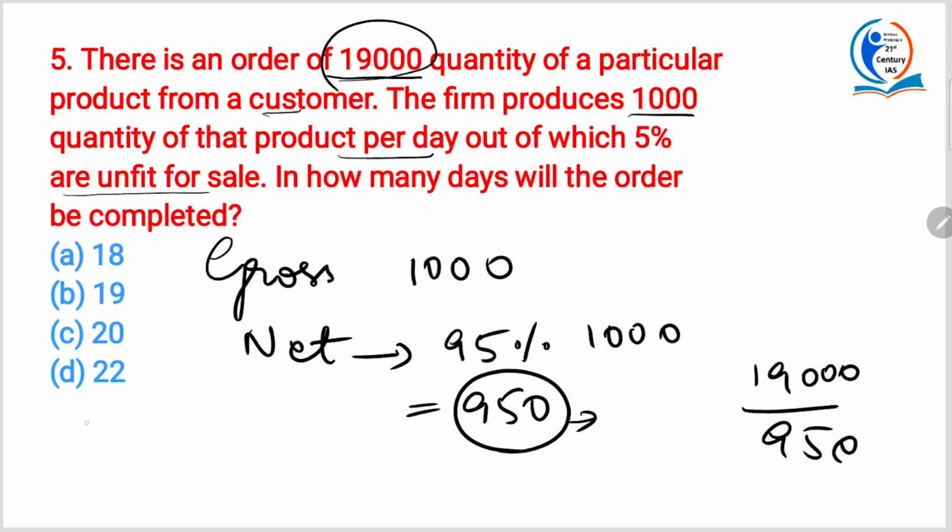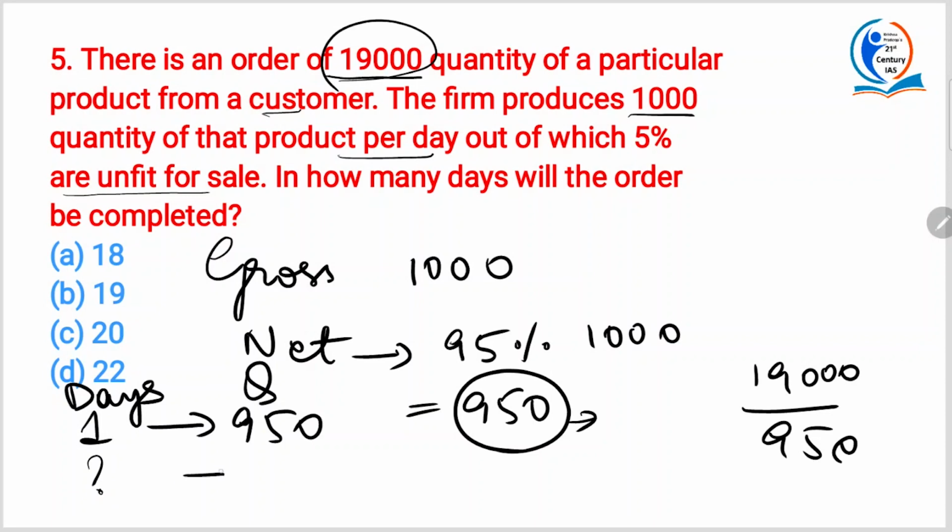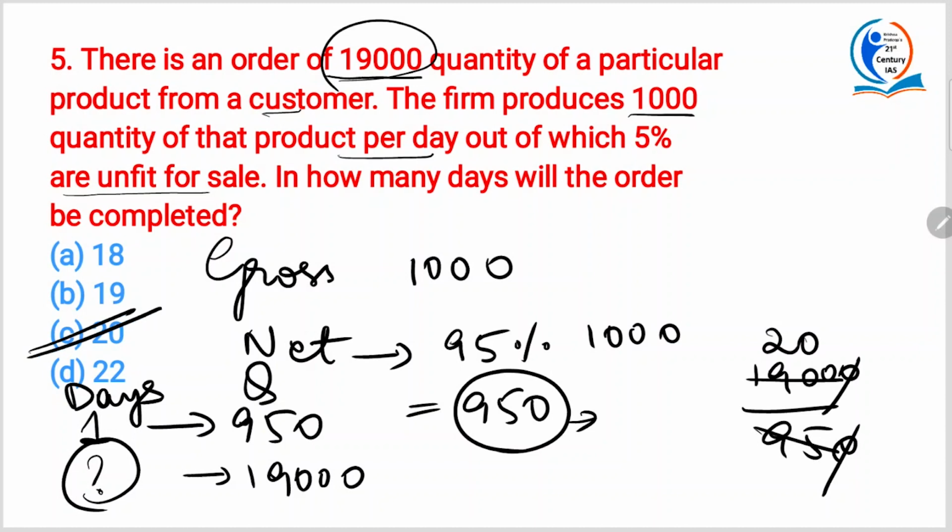Why did I write like this? It's because for one day he's producing 950 quantity. Okay. For one day it's 950. For how many days? In how many days will they produce 19,000? So it is 19,000 by 950. All right. Now 95 2s are 190 0. So he's taking 20 days.